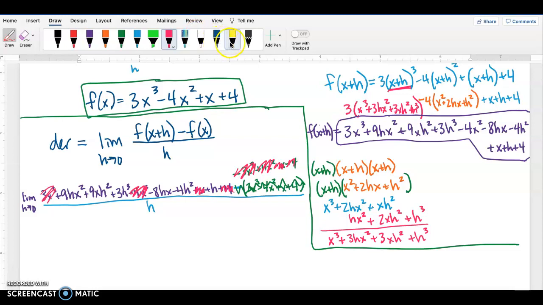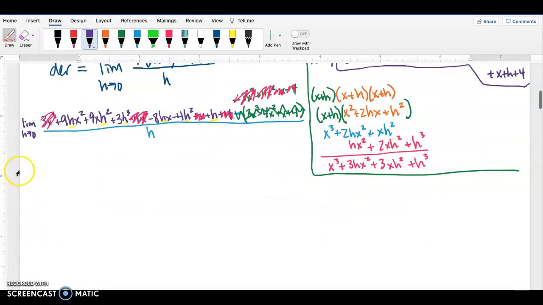Now, I just want to show you something, because this is how you know if you've done something wrong. The only terms you should have left all have h's in them. If you are left with something that doesn't have an h, you missed a sign somewhere. They will all have h's, I promise you. So you want to make sure they all have h's. If they don't, that's where you're having an error.